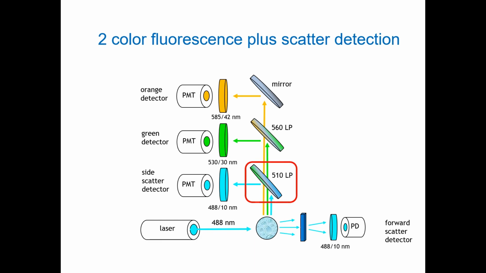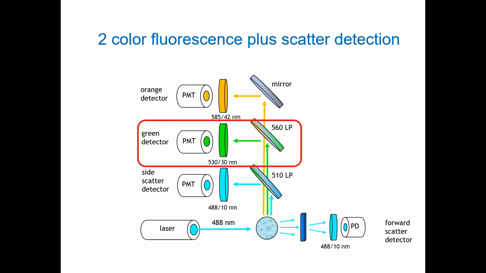They pass through a 510 long pass dichroic, which lets through everything above 510 and reflects everything below 510 to the left, towards the side scatter detector. Again, as the side scatter light is the same wavelength as this 488 laser, there's a bandpass in front of the detector that allows that light through, a BP 488/10 that lets through 483 to 493 wavelengths.